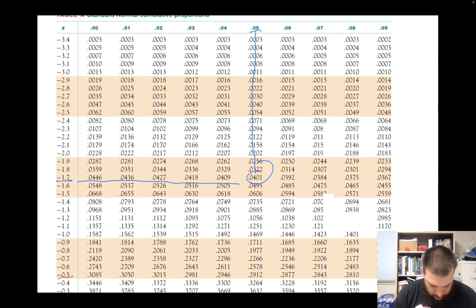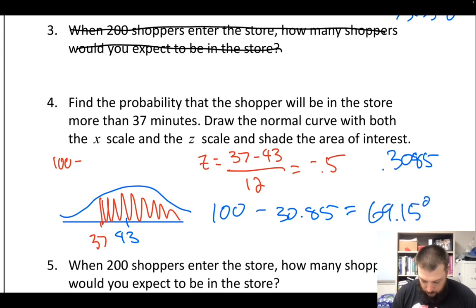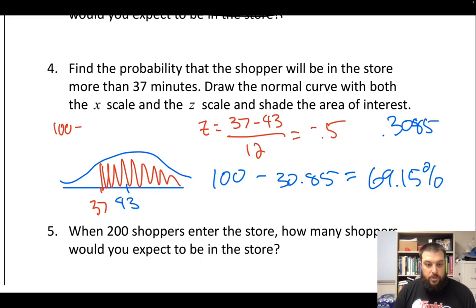So there's our negative 0.5, and we have 0.3085. 0.3085. So for this amount, we go 100 minus 30.85. And we get 69.15%. And then 5's a similar question, we'll skip that as well.